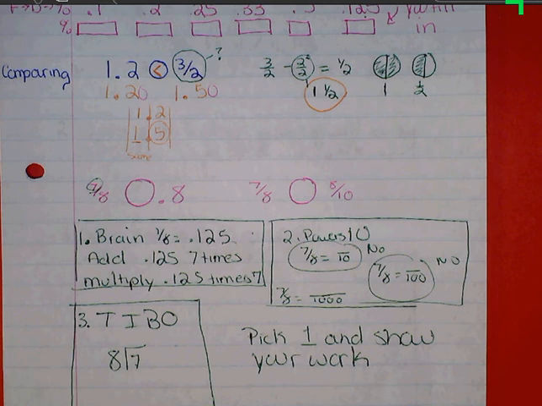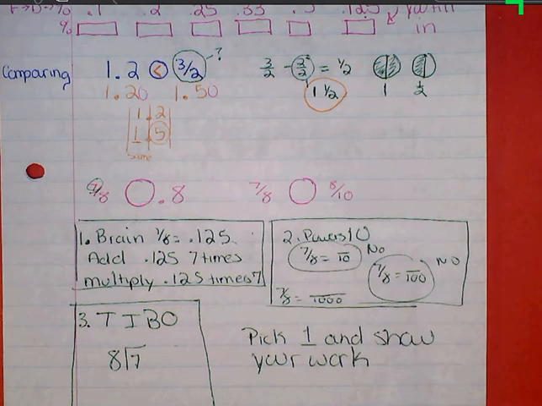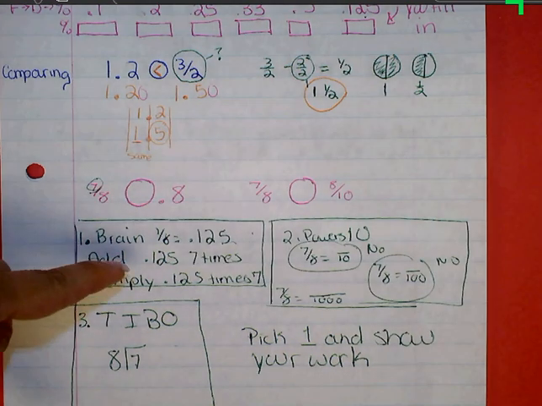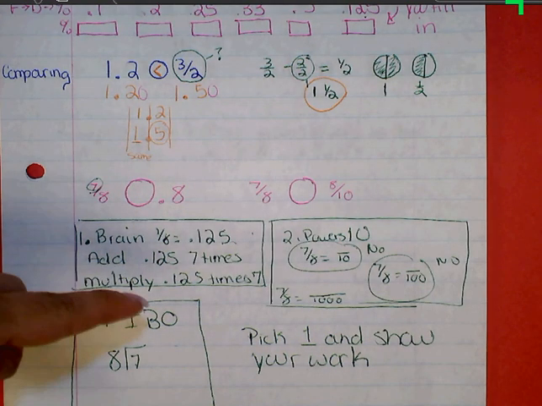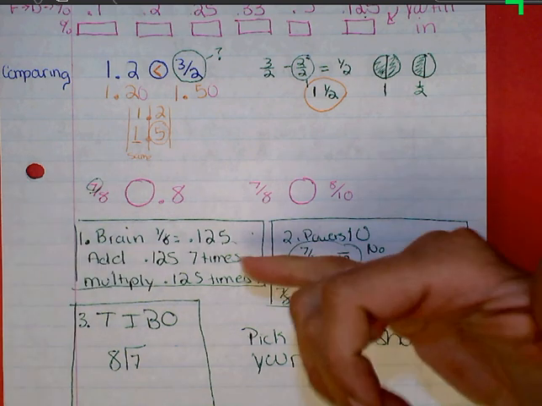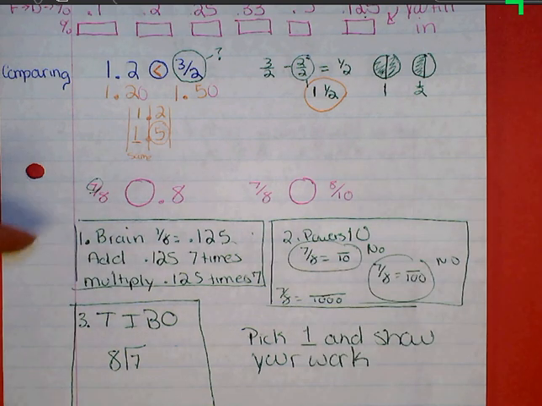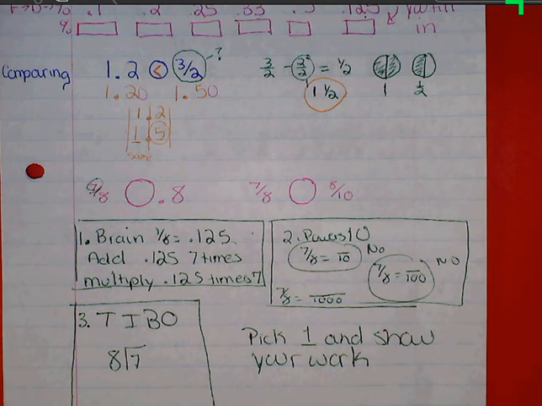Now remember, there's 3 ways to convert it. You can get brain power by memorizing that 1/8 equals 0.125, and I have 7 of those, so I can add 125 thousandths 7 times, so 0.125 plus 0.125, and I could just keep going. Or I can multiply it again. It's whatever you feel the most comfortable with.